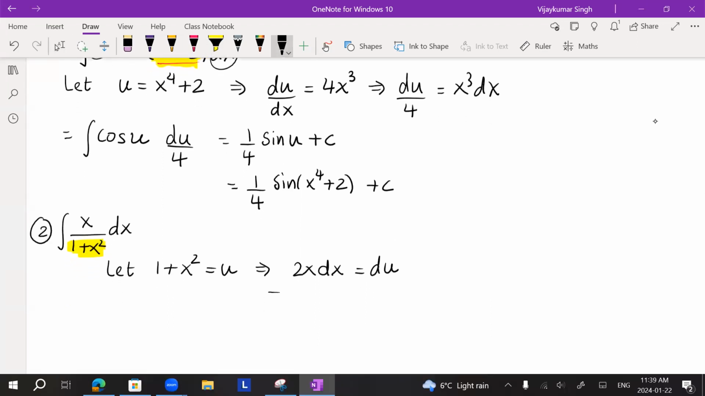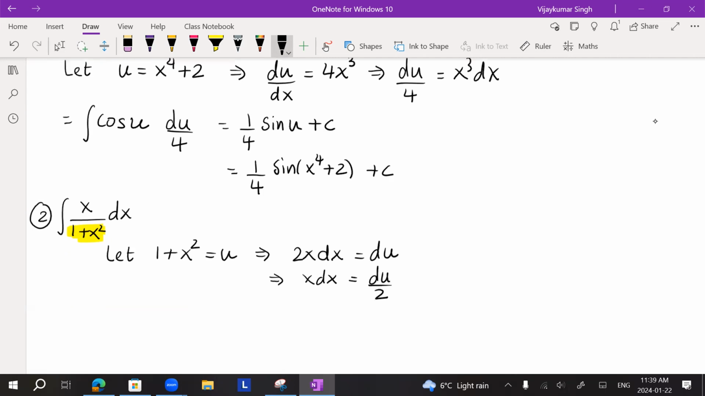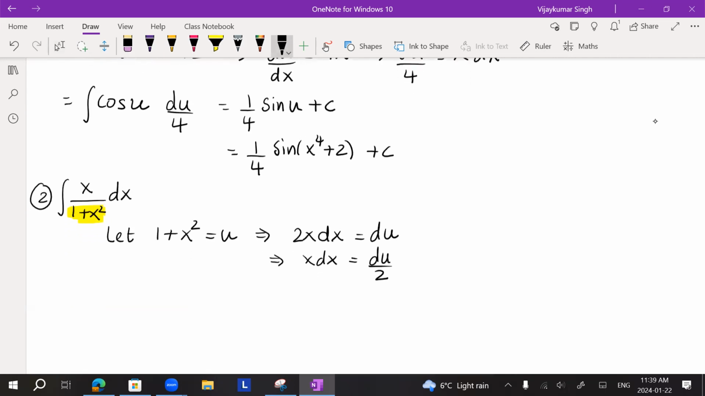So this becomes x dx is du by 2, and therefore I can now replace this integral. Let's call this I. I is going to be, now instead of denominator 1 plus x squared, I'll have u. Instead of x dx, I'll have du by 2. I can bring 1 by 2 outside.